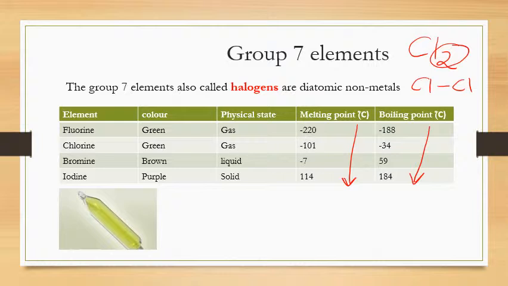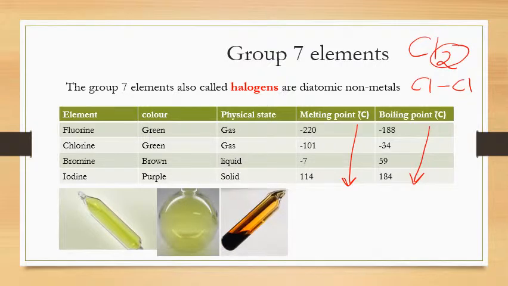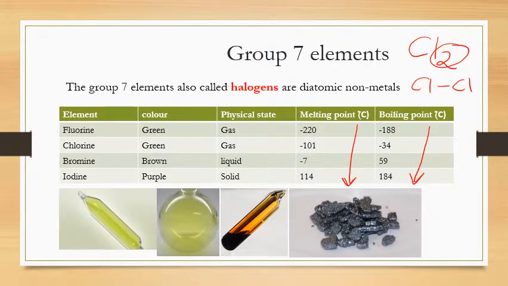And there is what they look like. So there's fluorine, there's chlorine, okay, nice green gas, there's bromine, liquid, and there's iodine, which is a solid, which sublimes into a purple gas.